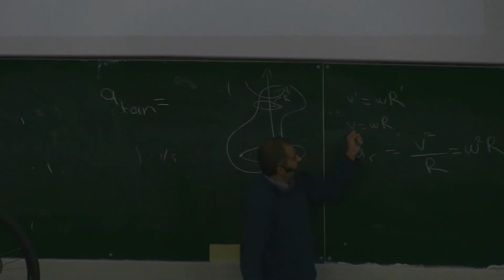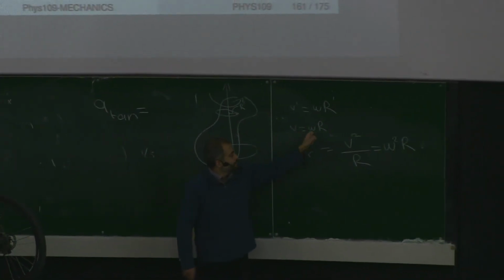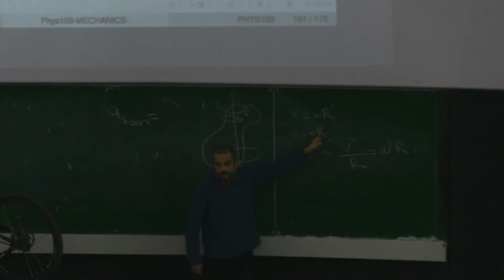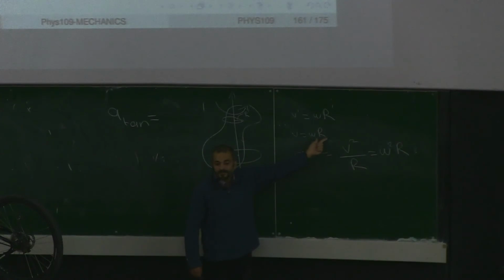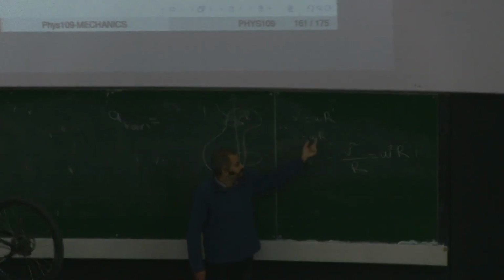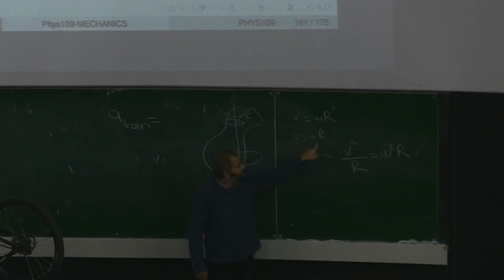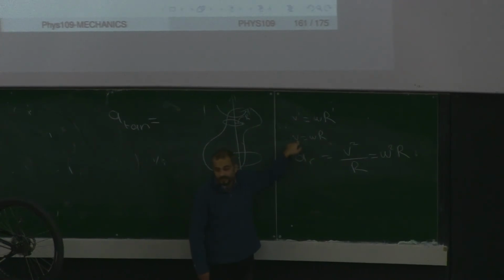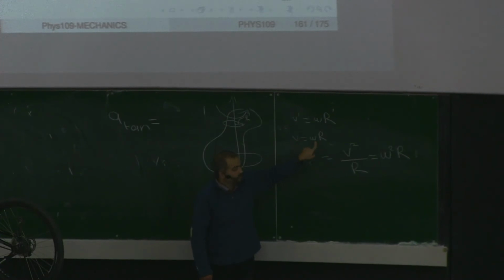Well, the speed is given by the angular velocity times r. For a rigid body, r, that is the distance from the axis of rotation, is constant. It doesn't change. So if the speed is changing, the only reason will be the change in the angular velocity. The change in the angular velocity is nothing but its angular acceleration. So the tangential acceleration of any point will be alpha times r.